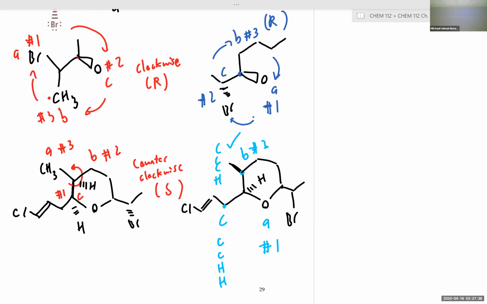Does that make sense to everyone? So now we draw our arrow, and as we see, we're moving counterclockwise. So we assign this center as S. Does that make sense to everyone? Is everyone comfortable with those assignments?